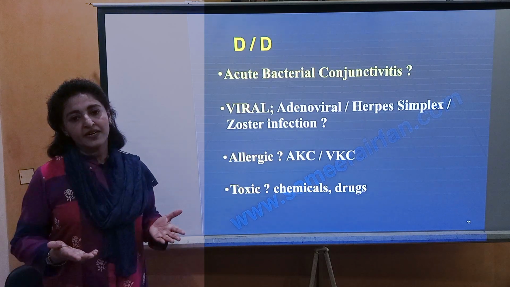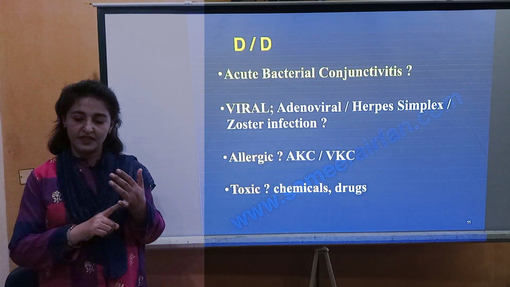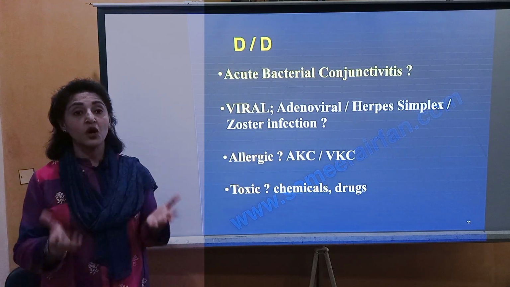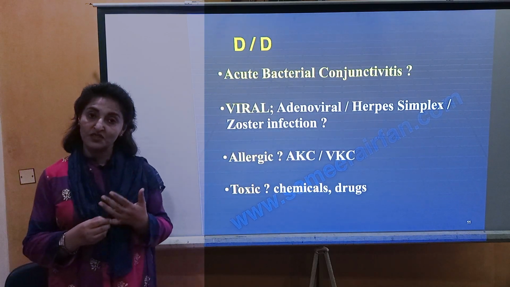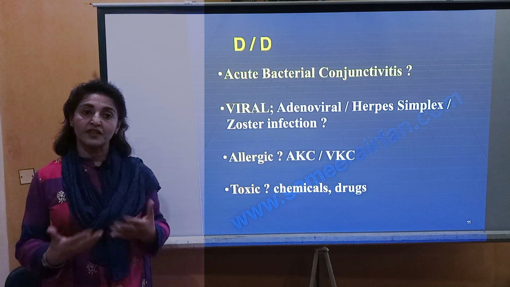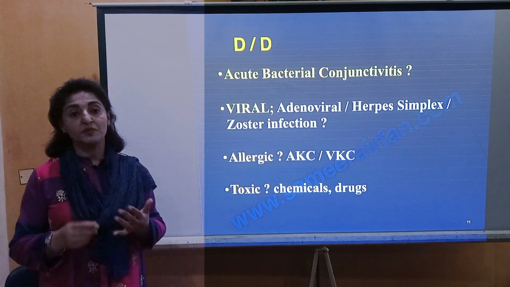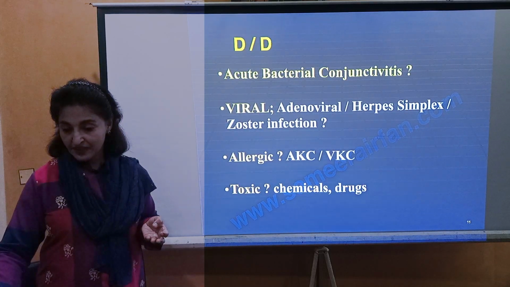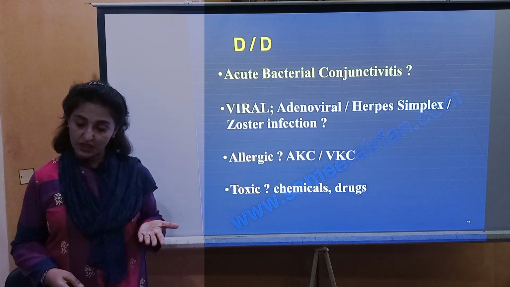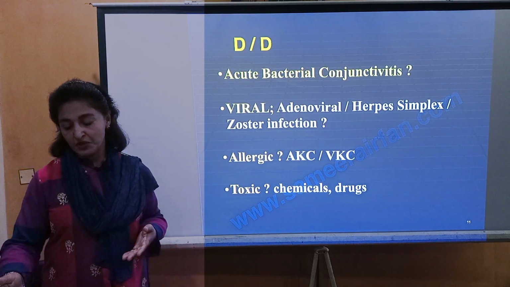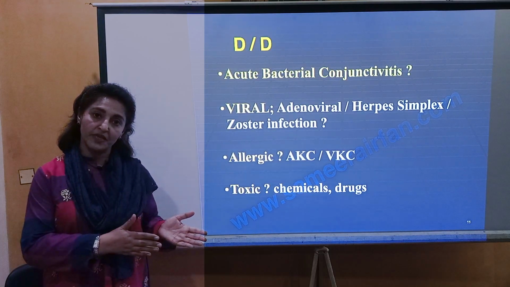So any red eye, you have to differentiate whether it is viral, or bacterial, or allergic, or a toxic conjunctivitis. Toxic mostly due to chemicals and drugs. They're topical drugs that we give to our patients for any other problem. Allergic could be seasonal allergic or perennial, and viral could be adenoviral, herpes simplex or zoster. Acute bacterial could be due to any non-virulent bacteria as well as virulent bacteria.